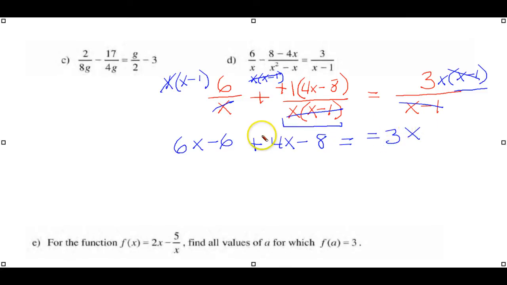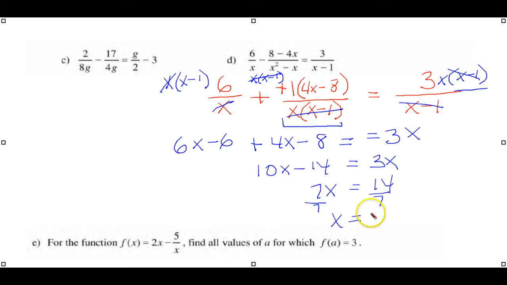Now, using our techniques, again, much easier equation than having to deal with the fractions, we group like terms. This will be 10x minus 14 equals 3x. Now we want to keep our x's positive, so this will transpose 7x equals 14. Divide both sides by 7. X equals 2.